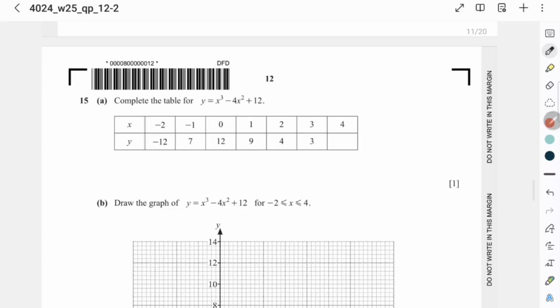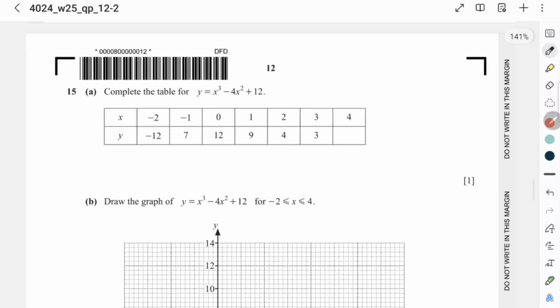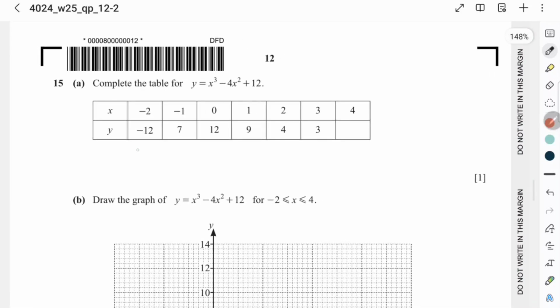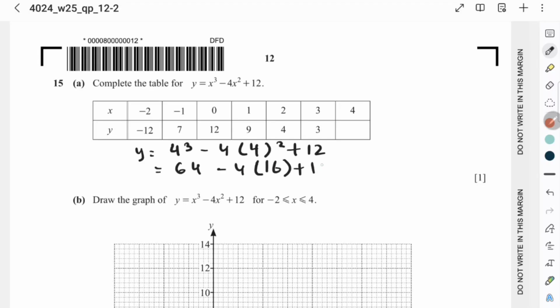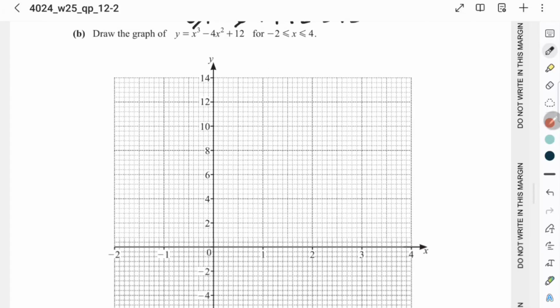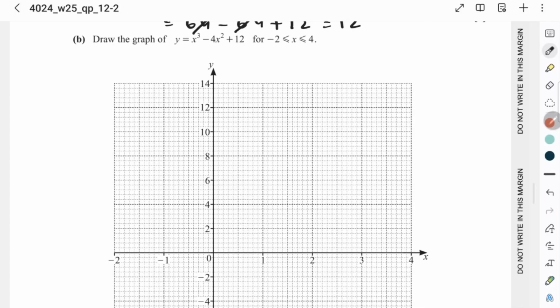Question number 15 is a graph question. Complete the table. y is equal to x cube minus 4x square plus 12. So obviously the calculator is not allowed. So y is equal to 4 cube minus 4 square. We just substitute in place of x the value: 64 minus 4 times 16 plus 12. 64 minus 64 plus 12, that is equal to only 12. Okay. Now draw the graph of x cube minus 4x square plus 12 from minus 2 to 4.